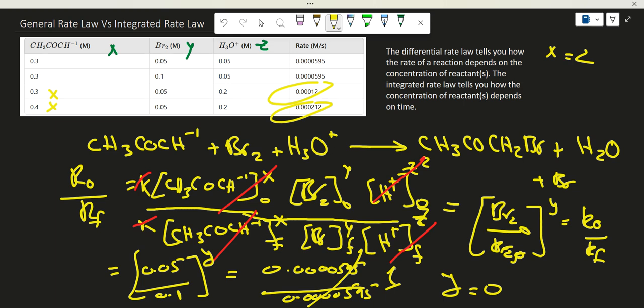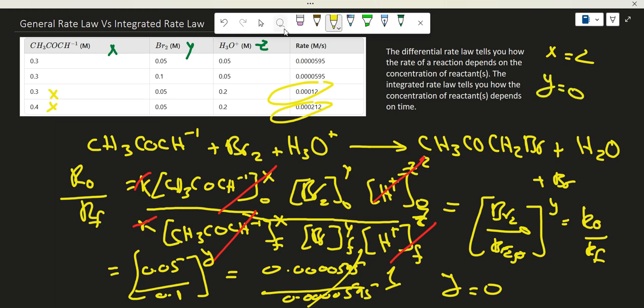So you don't really need to do any math here, since you get 1 on the right side, you automatically know that the power or the exponent on the left side is equal to 0. So we solve for y, and y equals 0.